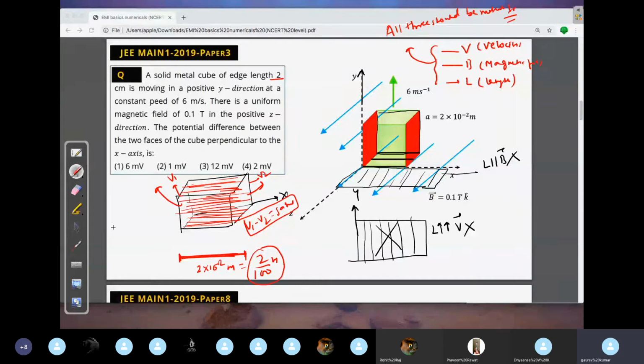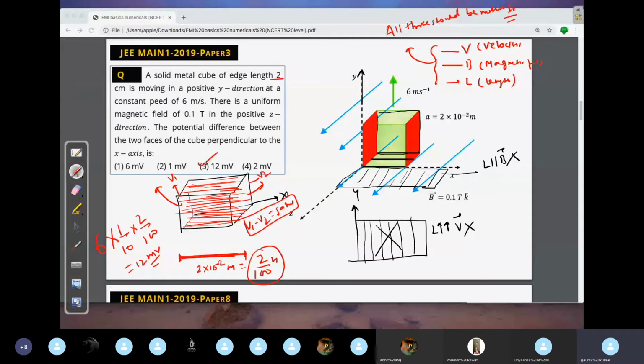So what is V? V is your 6. So VBL, 6 V into B. What is B here? B is given as 0.1 Tesla. So 1 by 10 into 2 by 100 you will write. So we'll get 12 millivolt as the answer for the question. That's it. Question is over.